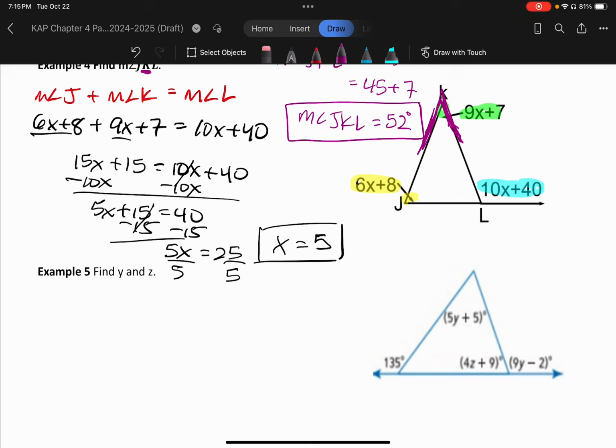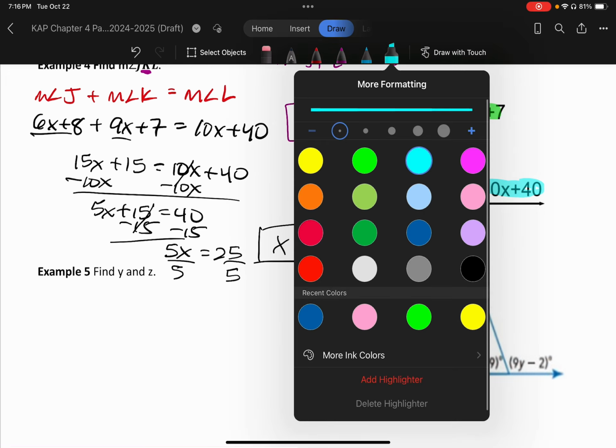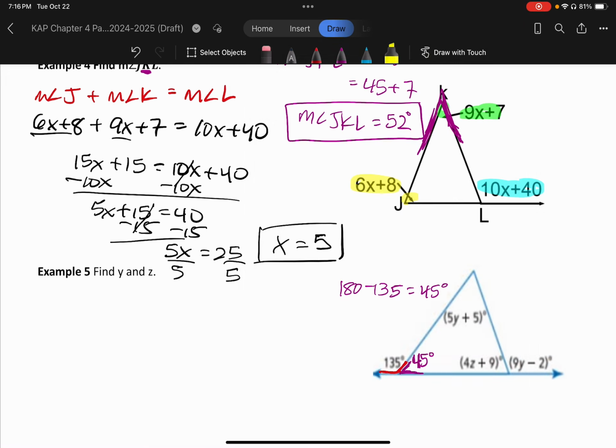What hopefully you guys are seeing is the fact that this angle, 135 degrees, forms a linear pair with the angle that is adjacent to it. So if I want to find that adjacent angle to 135, that's a linear pair, we do 180 minus 135, and we see that that gives us an angle measurement of 45 degrees. So that tells us this angle right here is 45 degrees. And now we can take a look at our exterior angle theorem with the y's here.